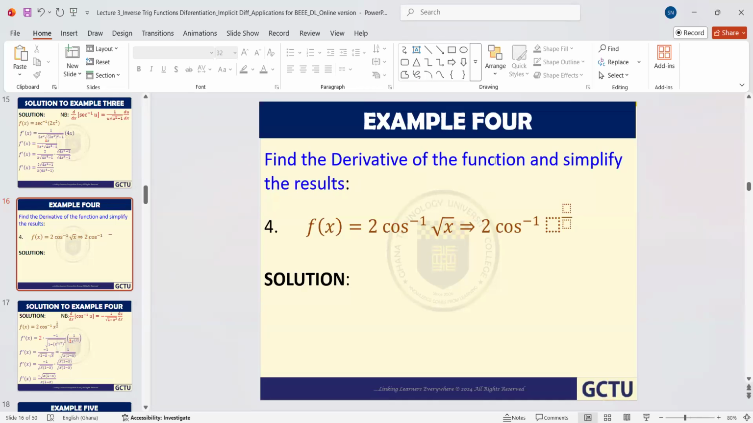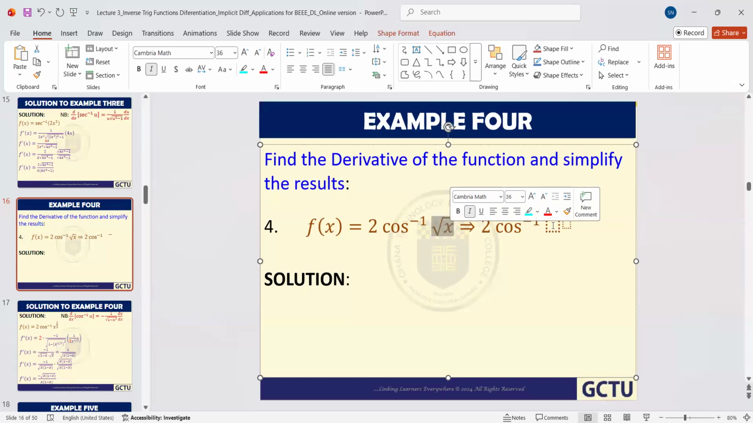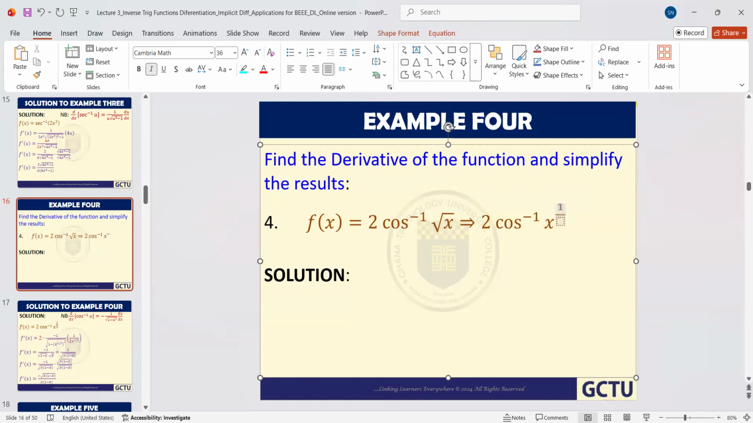So find the derivative of the function and simplify the result. So this time we are finding the cos inverse of this. Now, for the sake of what we're about to do, I wanted to write the square root of x as x raised to the power 1 over 2, so that when we are using the formulas, you can see what we are doing. Okay, and then this is 2 cos inverse. 2 is a constant, so all we need to do is to concentrate on the cos inverse.